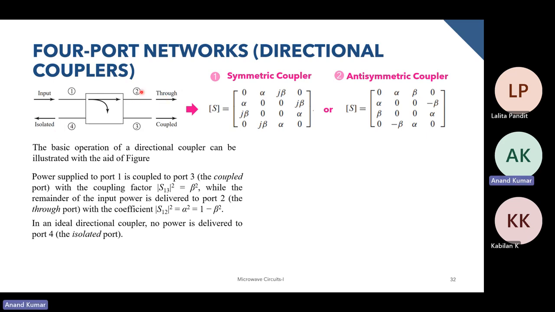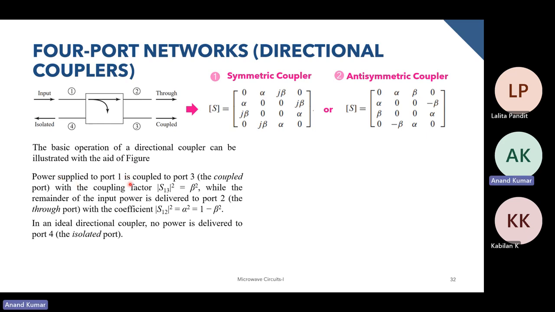Port 2 is called the through port, because ports 1 and 2 are connected. At port 3, we receive the coupled signal, so we call this the coupled port. Port 4 is supposed to be isolated. Essentially, in a directional coupler, port 4 should not receive any signal from port 1. So it is called the isolated port.